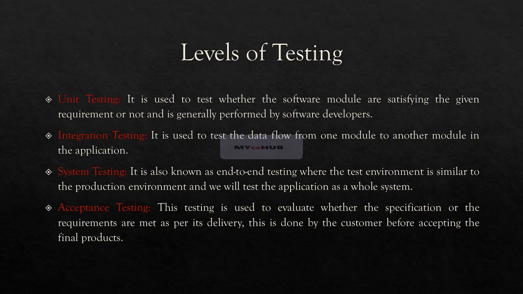System testing. It is also known as end-to-end testing, where the test environment is similar to the production environment and we will test the application as a whole system. Acceptance testing. This testing is used to evaluate whether the specification or the requirements are met as per its delivery. This is done by the customer before accepting the final product.